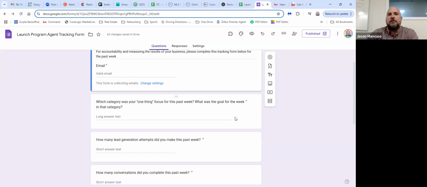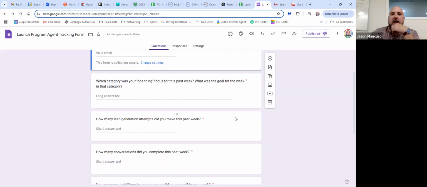So every week you're going to have an opportunity to participate in accountability for yourself and decide what your one thing focus was for this past week, or ultimately for the week ahead. Are you focused on attempts? Are you focused on people that you're talking to? Are you focused on people that you're adding to the database? Meaning, all right, I want my focus to be database additions, and I have a goal of adding 10 per week. Is that the focus? And then can you go out and do it?